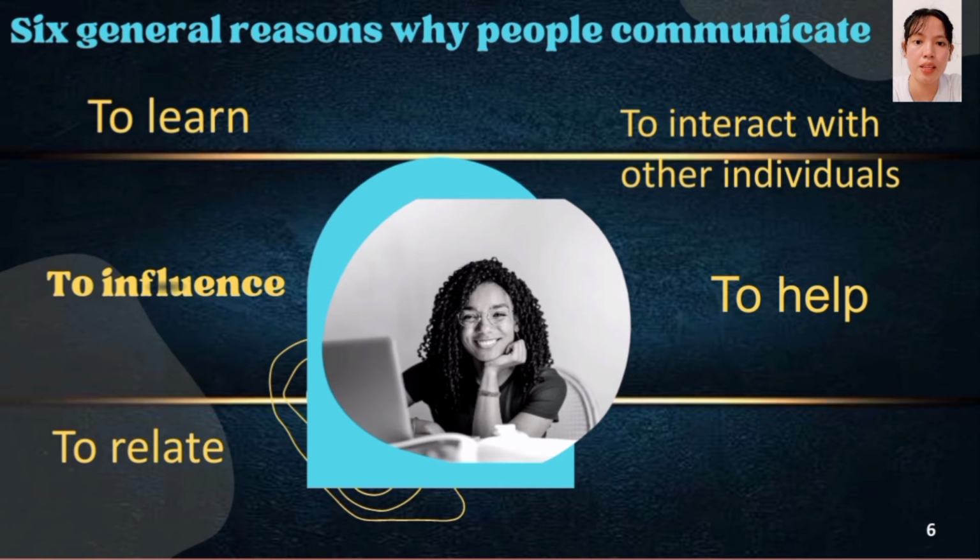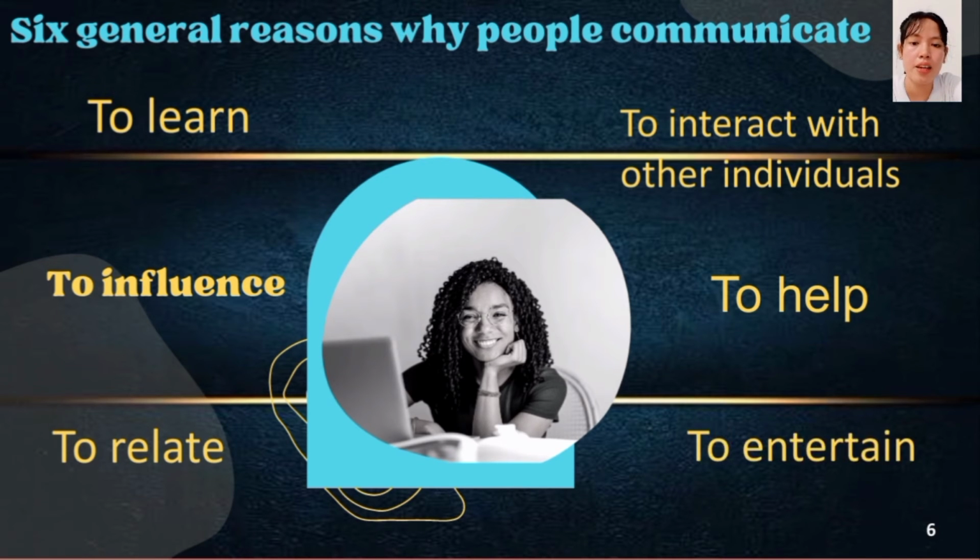Next one is to influence. People have different goals in influencing others. One of the best examples for this one is the candidacy or election 2022, where every candidate has the opportunity to speak about their policies and their proposals. And it is one way of influencing people, the way they speak or communicate.